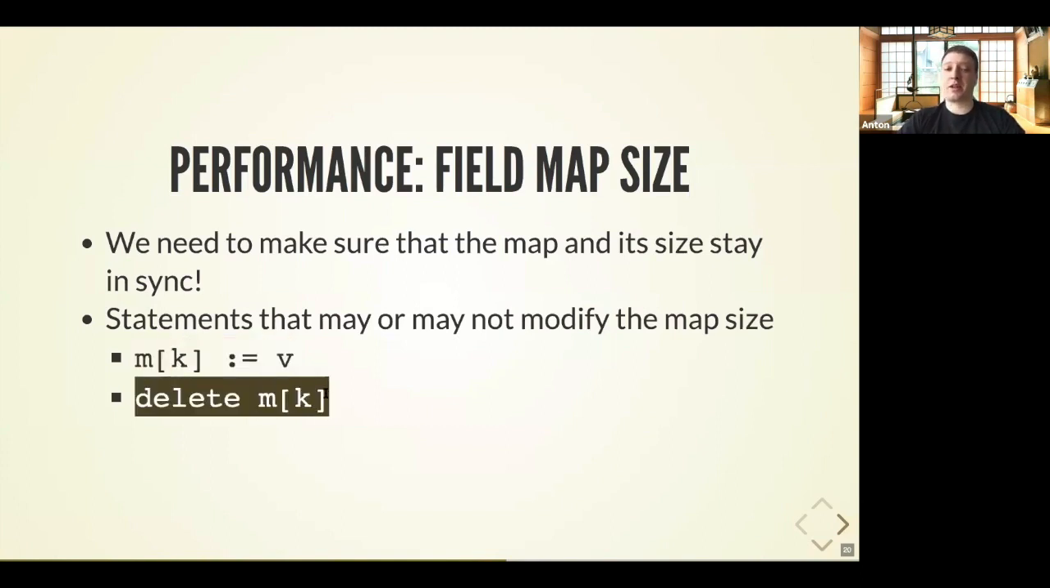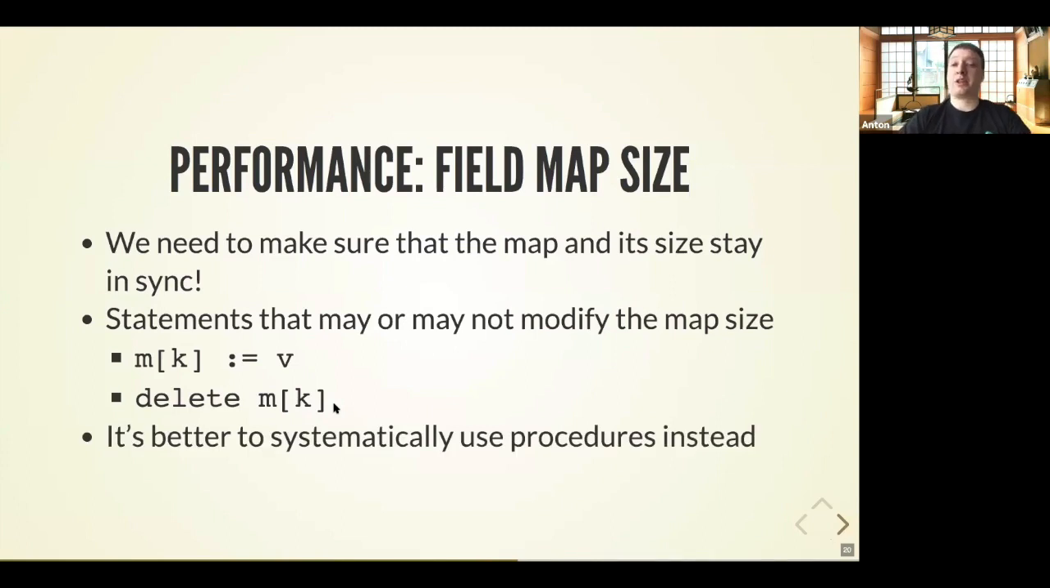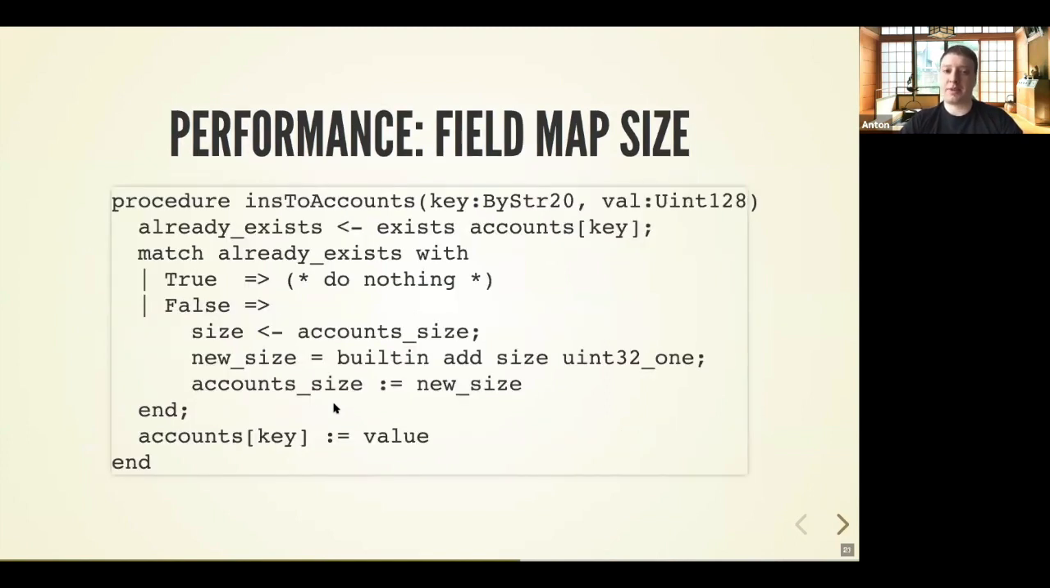Or the same thing goes for this. So if there is a key, it deletes, operation, it deletes it. If there is no key like that, then it does nothing. So it's better to systematically use procedures instead, right? Because it's very easy to actually miss something and forget to update the map size. And so I will be showing you just one simple procedure. This procedure is to insert two accounts, right? So it inserts this key, this address type, and associates it with this value.